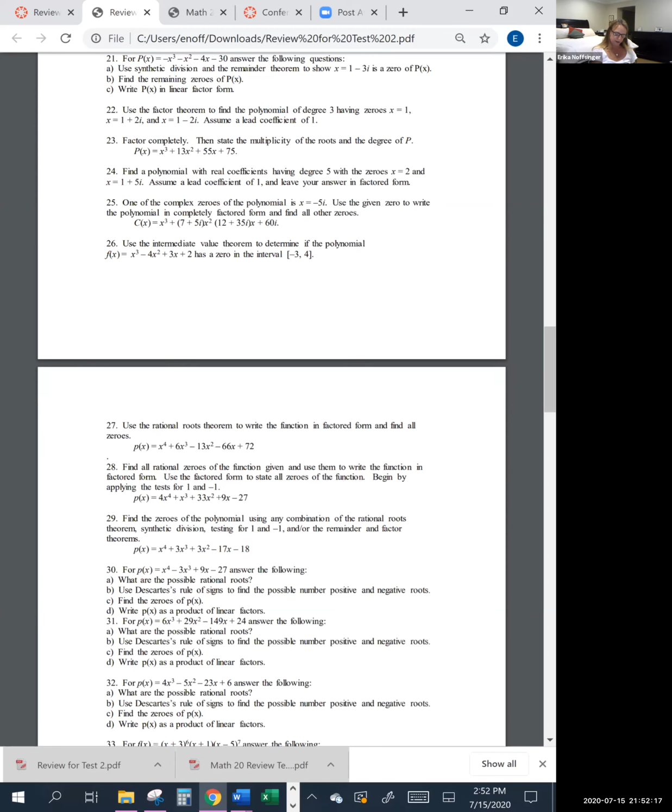You should be able to find a polynomial function with specified zeros. So given zeros of the polynomial, be able to give a function that has those zeros. Find a complex zero of a polynomial function. And that was chapter 5.